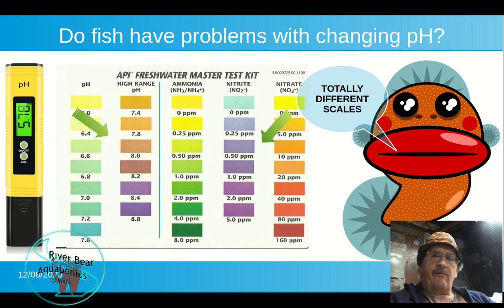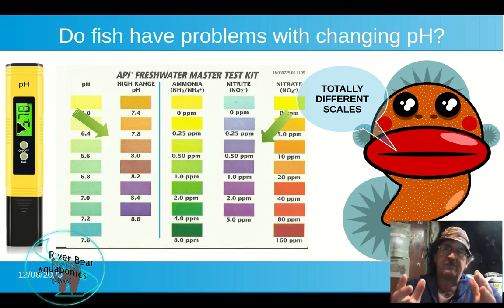Part of the problem is we don't really understand our tools too well. We look at our API test kit chart, and it's really easy for us to misinterpret this stuff. We look at 8 to 8.2, and we look at 7 to 7.2, and what we need to understand, and I hope we do understand by this point in the presentation, is that this change here is much more rapid than this change here. This only changed 2 intervals, and this one changed 20 intervals. One thing about these pH pens that we need to understand is, although they're more accurate, they're not necessarily more precise.